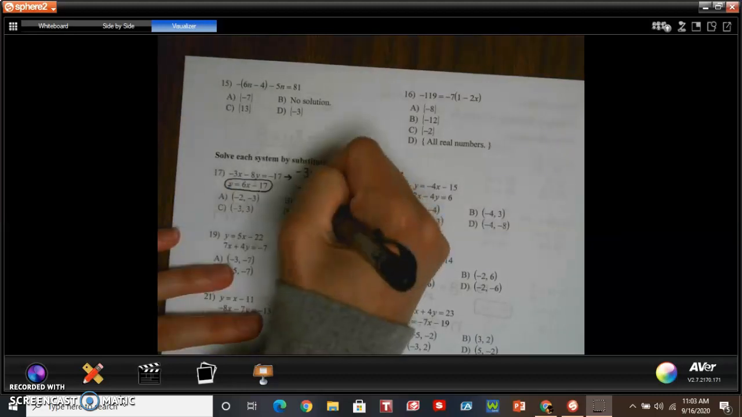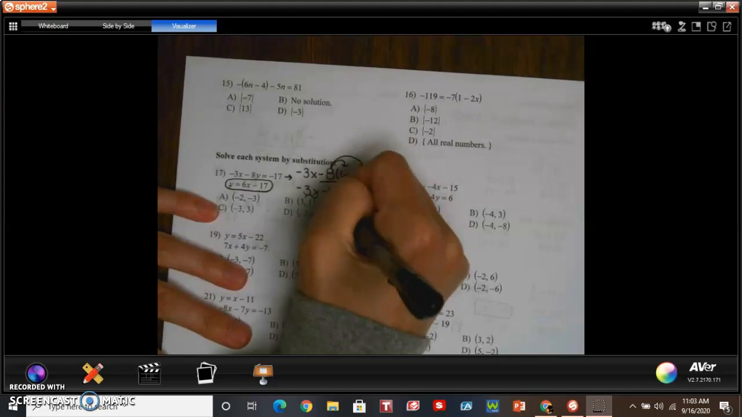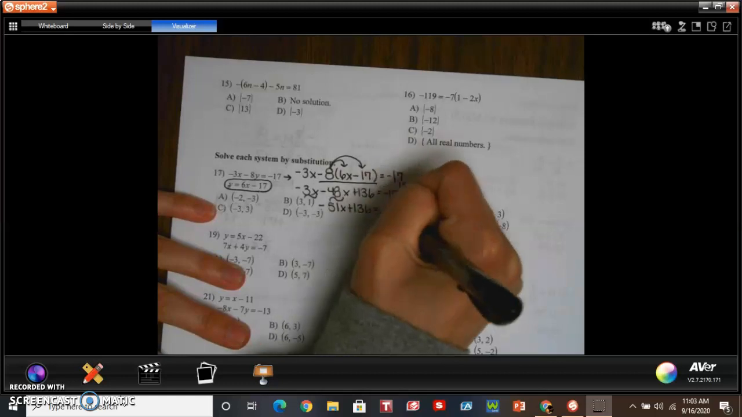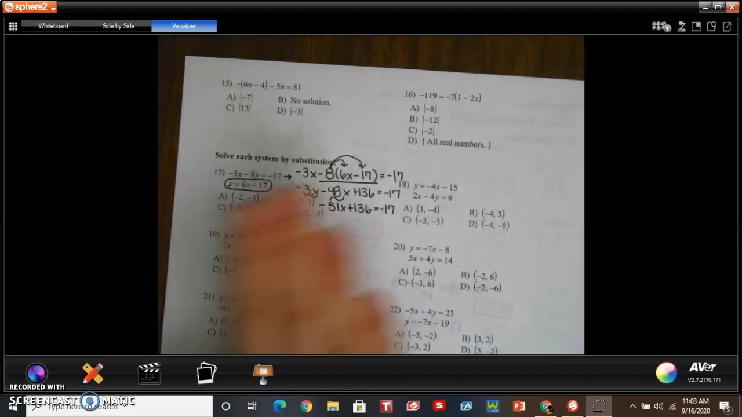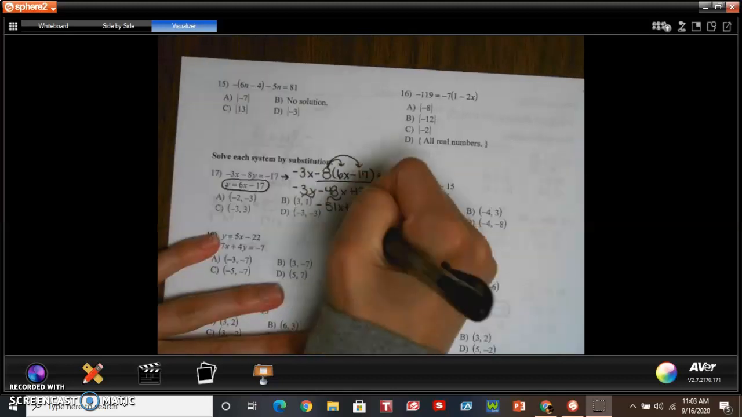I notice right here, these are like terms because they both have an x. So negative 3x minus 48x gives us a negative 51x plus 136 equals negative 17. Now we can solve for x. Again, we want to see what is farthest away from x. Negative 51 or 136. 136 is farthest away. So we're going to do the opposite.